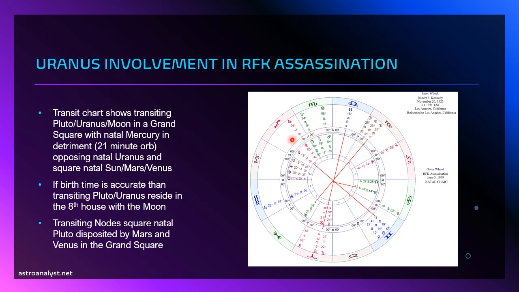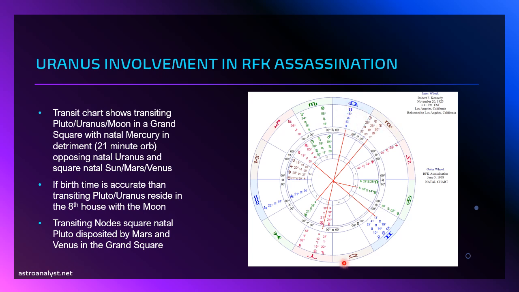Then, if this 3:11 time is accurate for his birth time, in this relocation chart in LA, it puts Pluto, Uranus, and the Moon in the 8th house. I use whole signs, but that would happen. So we don't know, though.